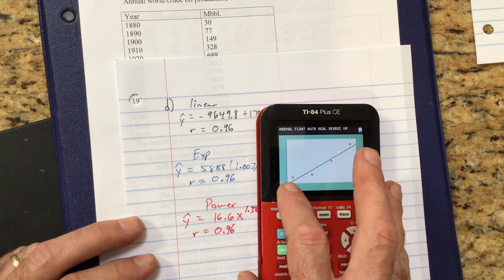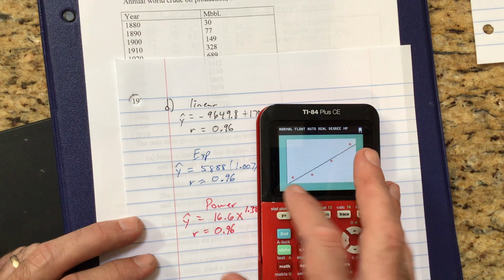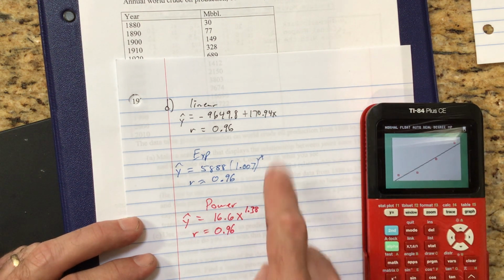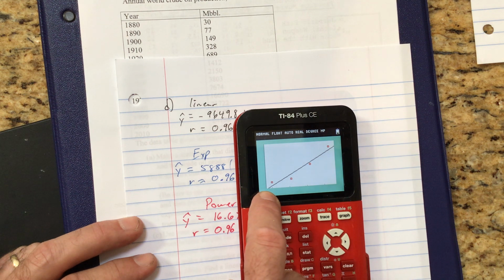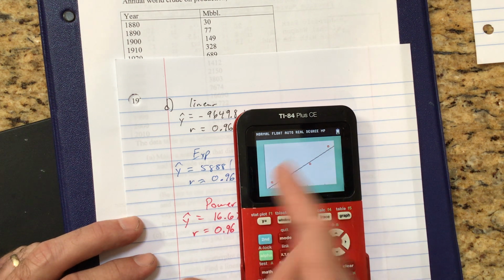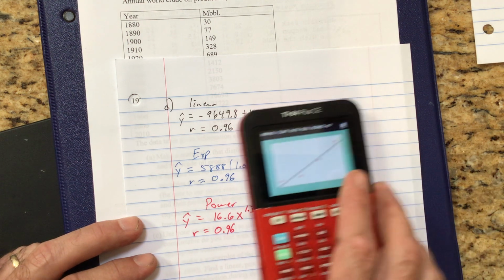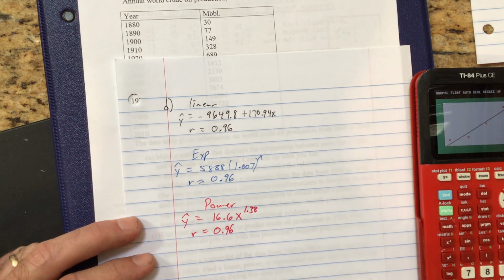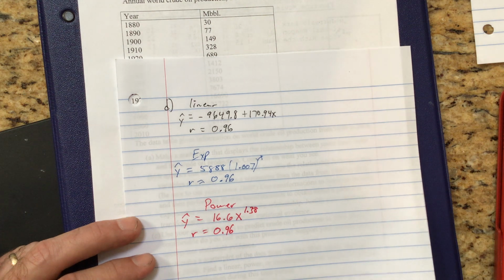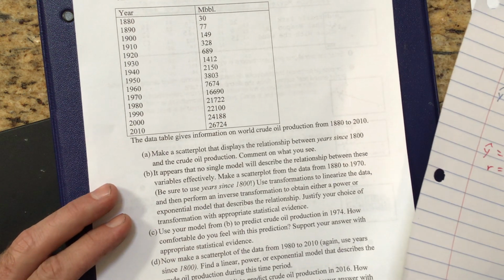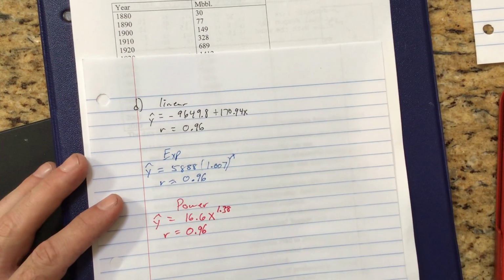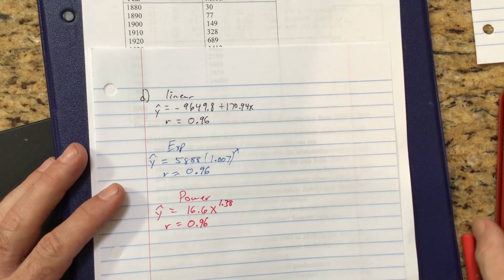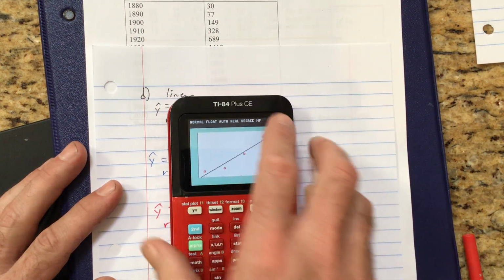And the fact that I can't add a constant to either of these makes my left end of my graph quite low. So it doesn't fit all that well. Okay, so none of those are a great fit, but I got to pick. So let's look at residual plots. Maybe one of them will have a better residual plot than the others, okay?